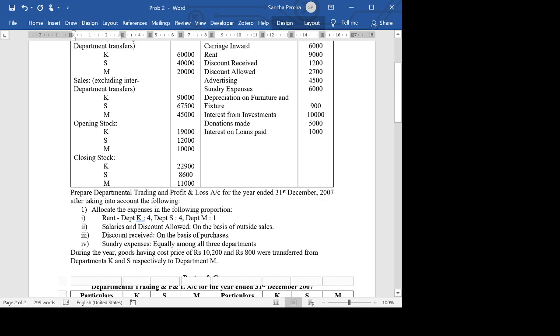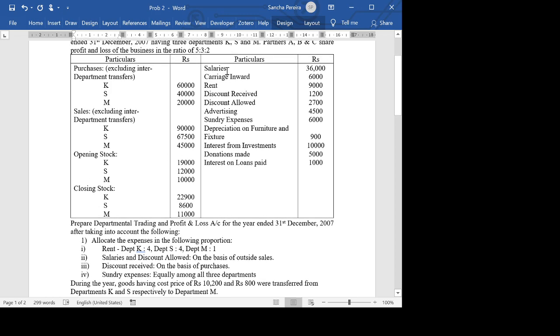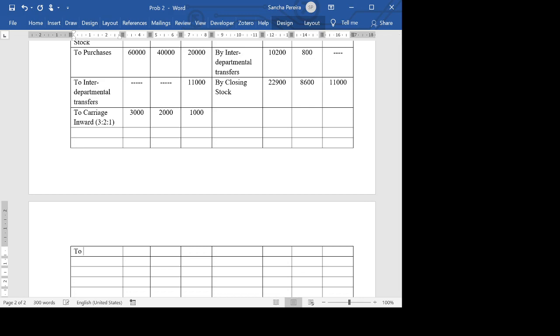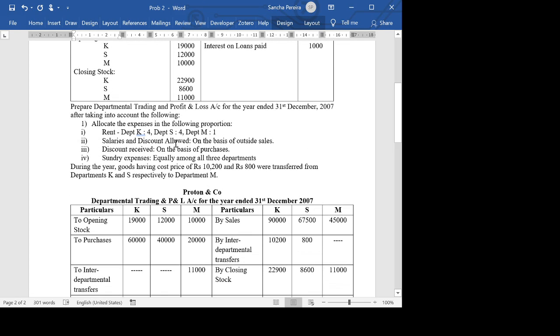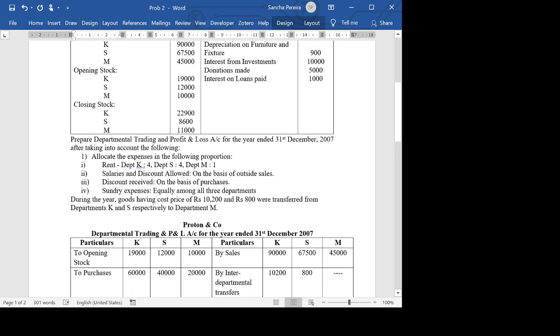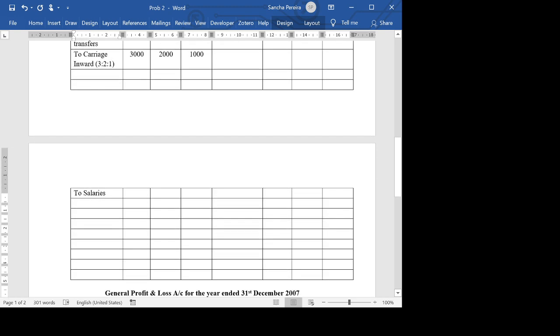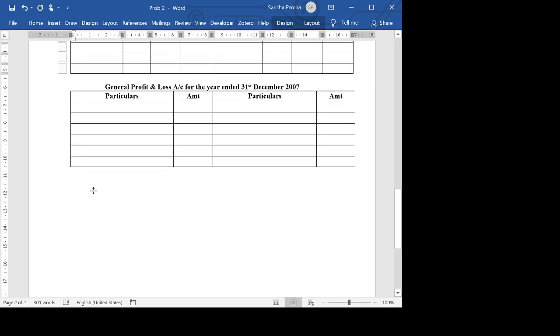The first thing that we have here is salaries. To salaries. Now they've told us how to divide the salaries: on the basis of outside sales. So we'll have to find out the ratio of outside sales. 90,000 is to, let's try to find out this ratio.